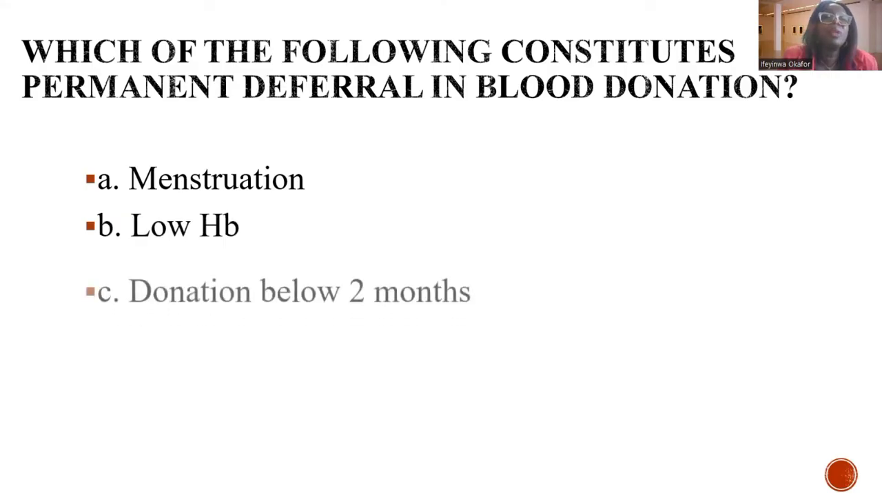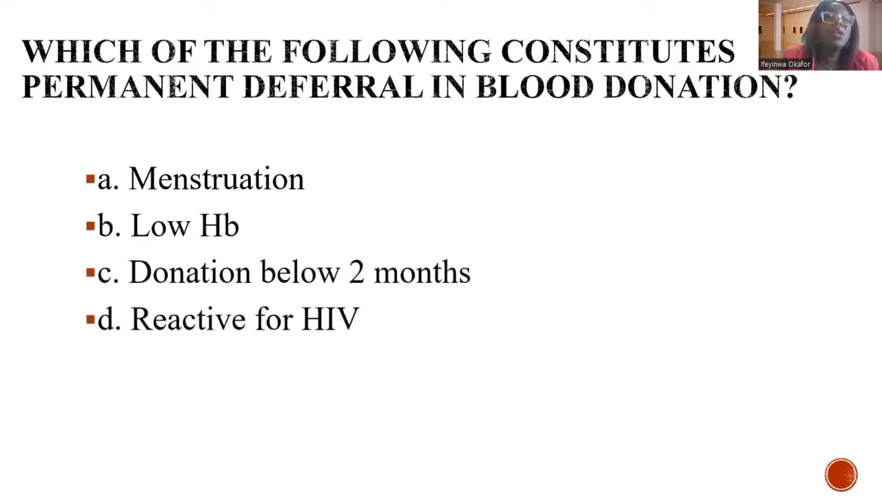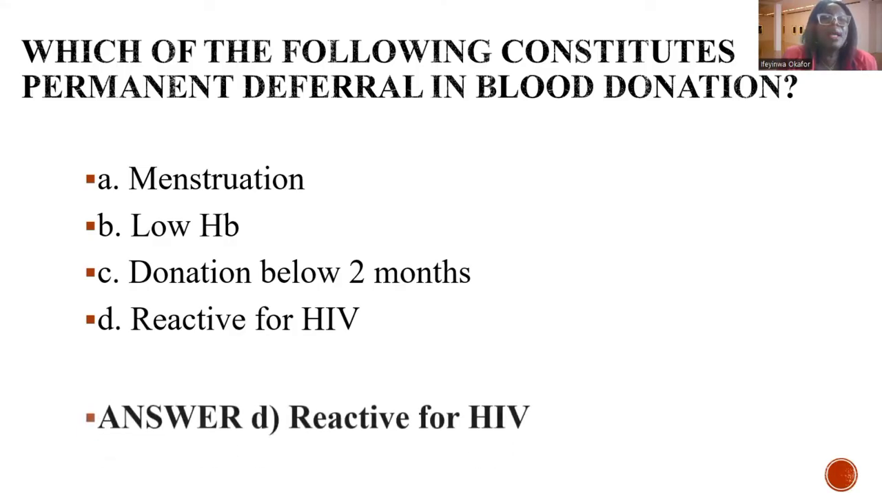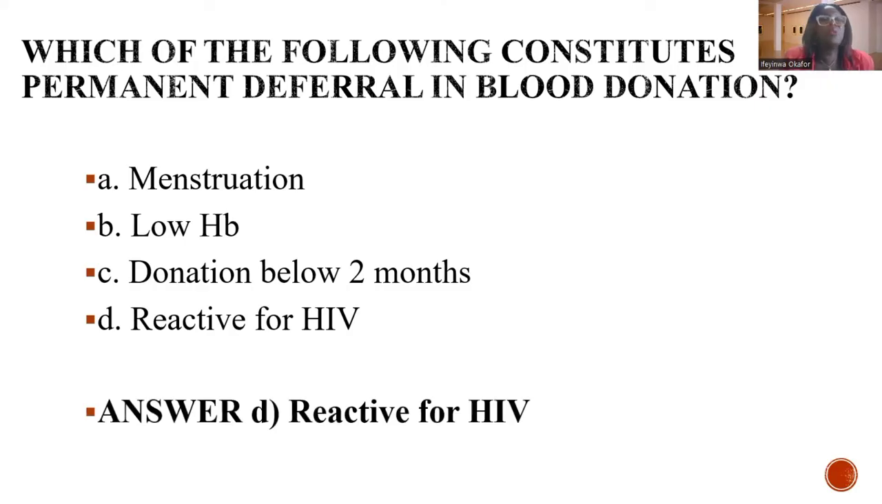Which of the following constitutes permanent deferral in blood donation? We have menstruation, low HB, donation below 2 months, reactive to HIV. Answer, reactive for HIV. Others: for menstruation, the person can come back when he has finished menstruating. Low HB, the person can rebuild his HB and come back. Donation below 2 months, the person can be advised to come back after 2 months. But when you are reactive to HIV, it is a permanent what? Deferral. You cannot donate to another person.